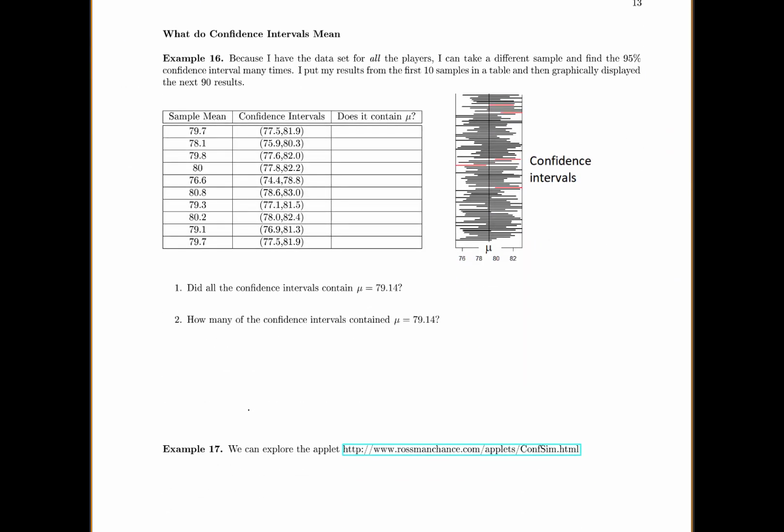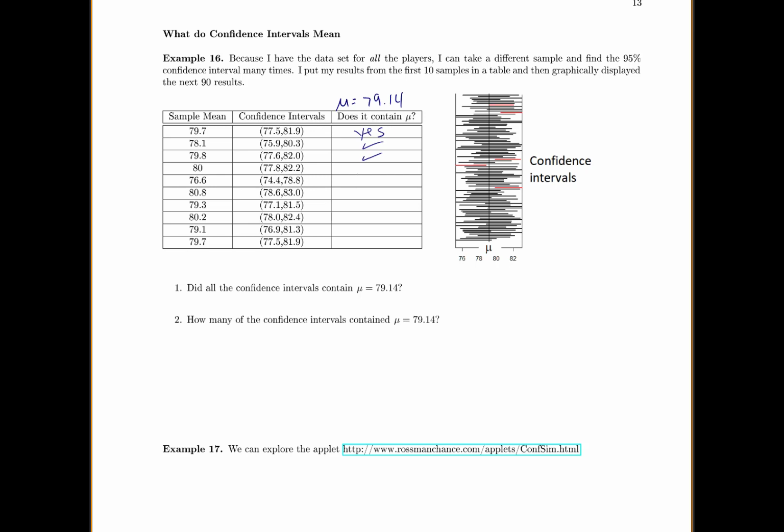So again, because I have the data set for all the players, I can take a different sample and find the 95% confidence interval many times. So I put my results from the first 10 samples in a table and then graphically displayed the rest of them. So if I got a sample mean of 79.7, I got this confidence interval from 77.5 to 81.9. So did it contain mu? Let's write ourselves a note. Mu was 79.14. So this one did. So yes. Let's see, my next one, yes.